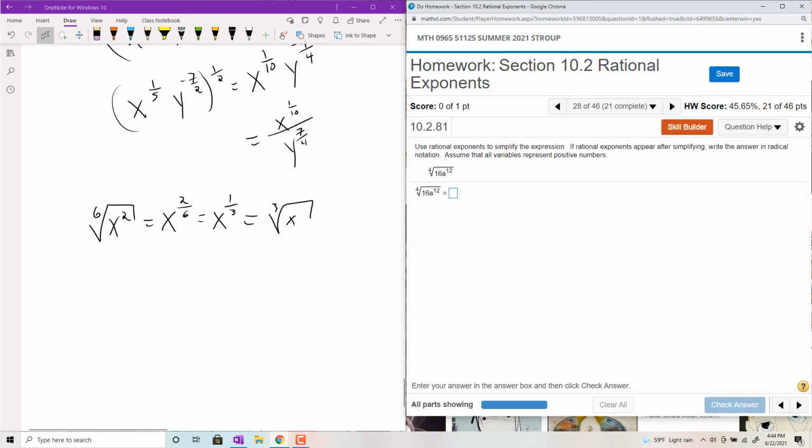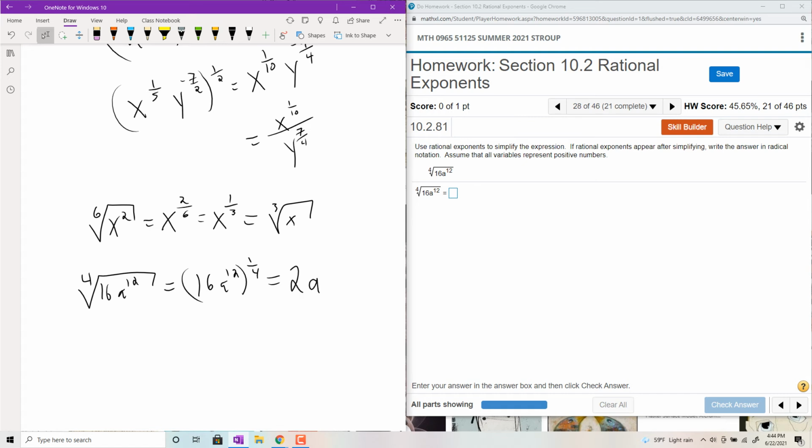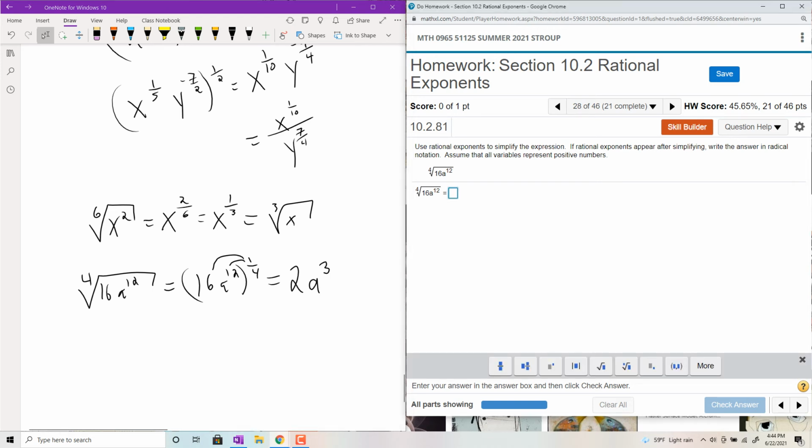Okay, same deal here. 16a to the 12th. So basically 16a to the 12th to the 1/4 power, and then 16 to the 1/4 will be 2. A to the, I'm just distributing this exponent. A to the 12/4 will be a to the 3rd. And then there's no way to rewrite it as a radical. So you're kind of just stuck.